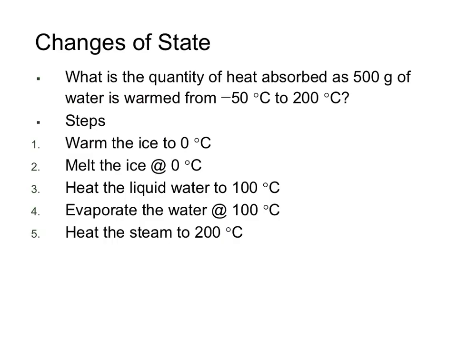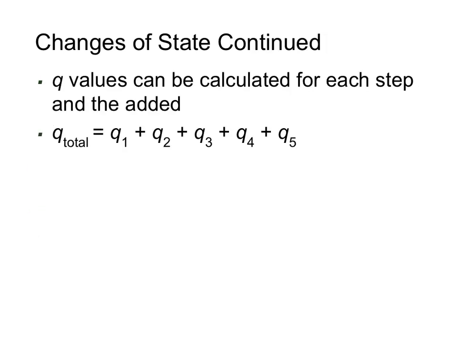And so if we wanted to calculate the amount of heat that would be absorbed as 500 grams of water is warmed up from negative 50 to 200, then we have 5 different steps in that calculation. We have to first look at the energy required to warm the ice to the 0 degrees Celsius. Then we look at the energy required to melt that ice. And then the energy to take that liquid water up to 100 degrees C. The energy then required to evaporate and to transform all of that liquid water to steam. And then finally, the energy required to heat that steam up to 200 degrees Celsius. And then we can simply add up all those different energies to get the final energy required to raise the water from -50 to 200 degrees C.